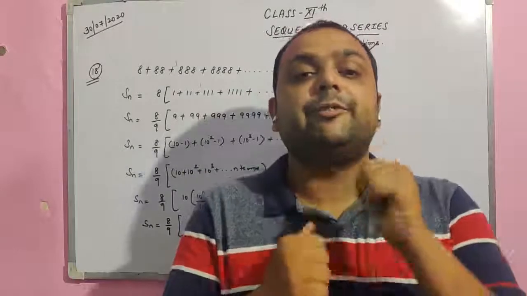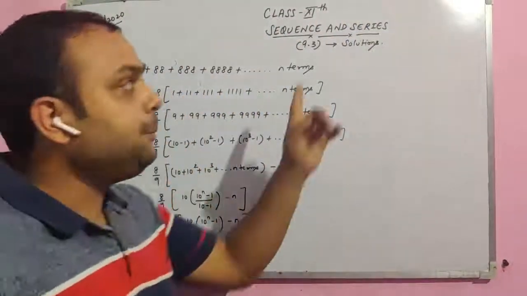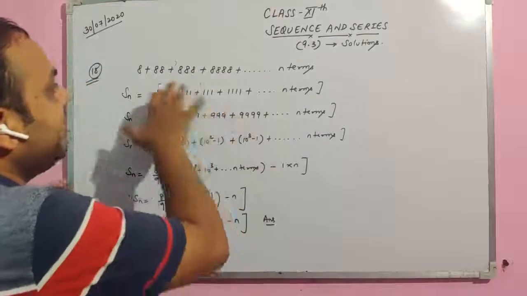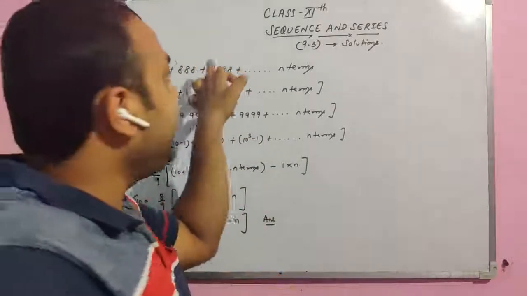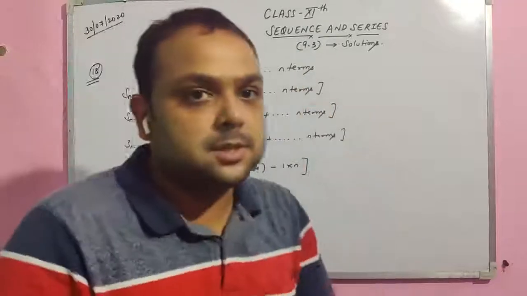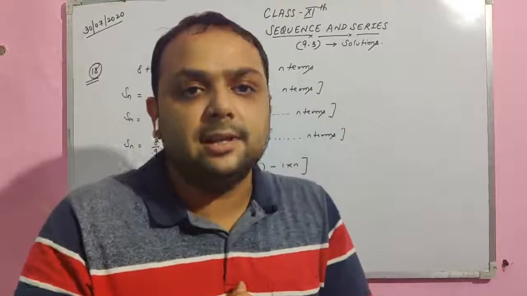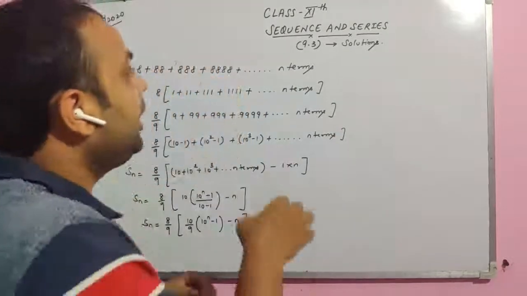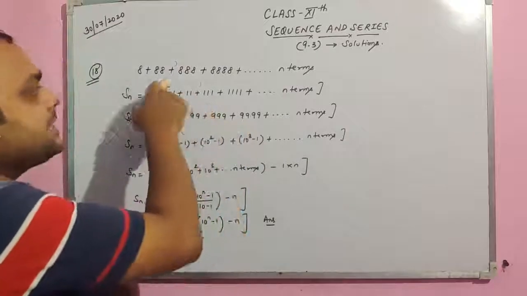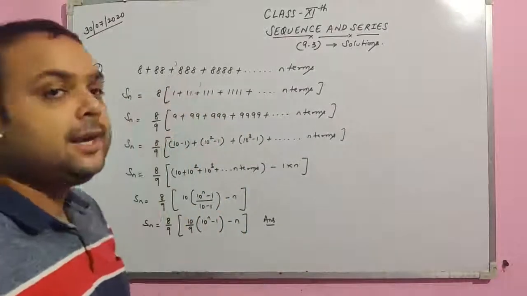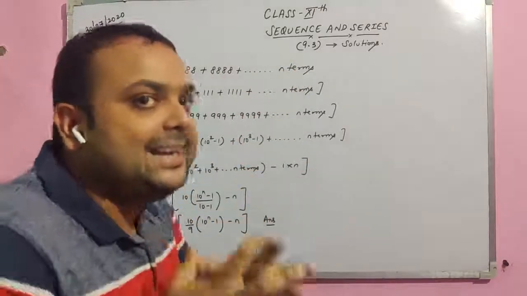So we are going to see the first question. Please see the question. This is question number 18 of 9.3. The question is, find the sum of this: 8 plus 88, 888 up to n terms. So we have to find the sum of a particular series given up to n terms. We have to add 8 plus 88 plus 888 plus 8888 up to n terms.